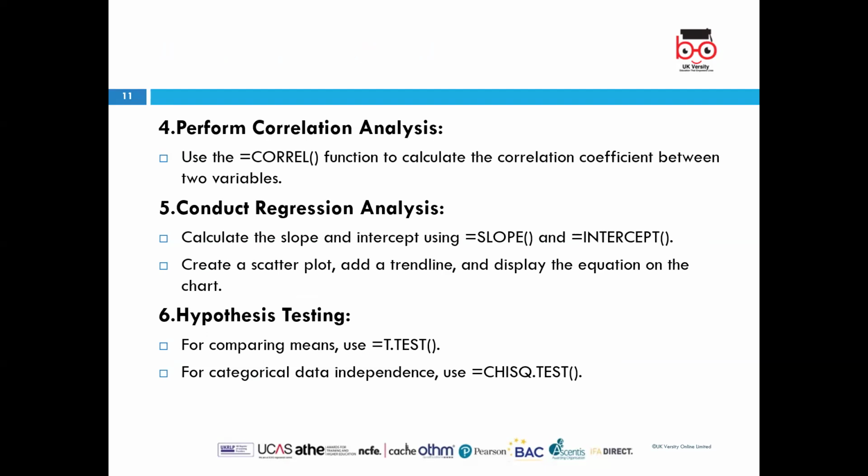Also, we have to perform correlation analysis, where with this function we calculate the correlation coefficient between two variables. Then we will also conduct the regression analysis, where we calculate the slope and intercept using the appropriate function. Hypothesis testing, we will now be using this for comparing the means, and for categorical data independence.